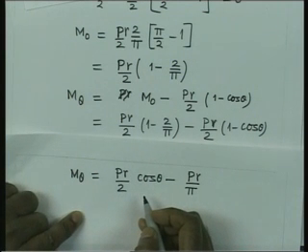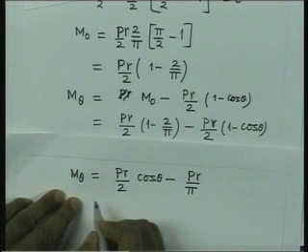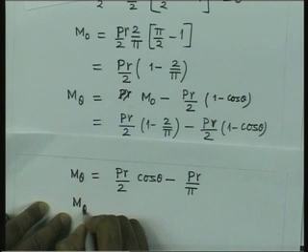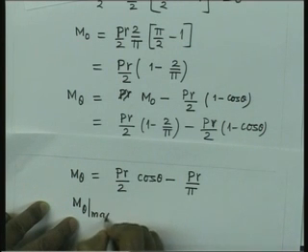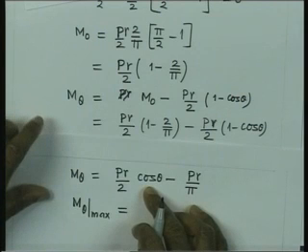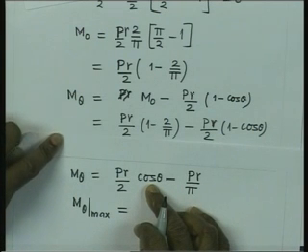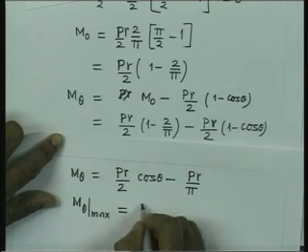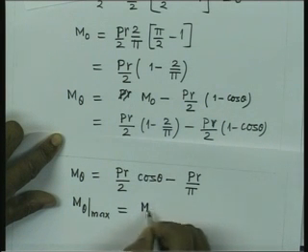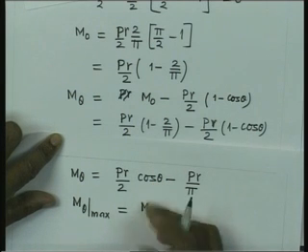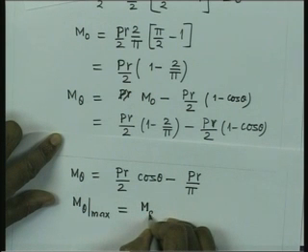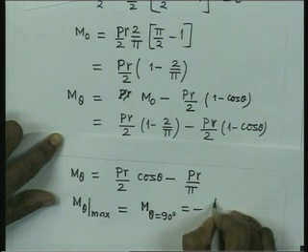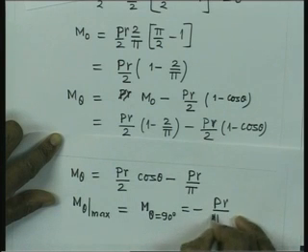So, you get the maximum bending moment M theta maximum when this is equal to 0, and that is possible when theta equals pi. When theta equals 90 degrees, its value is minus PR by pi.